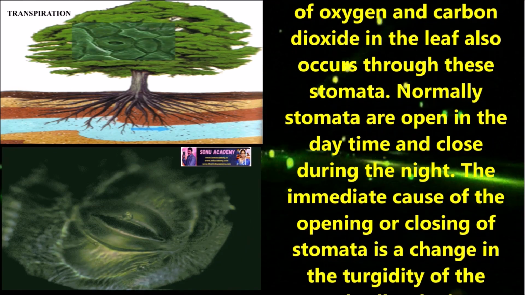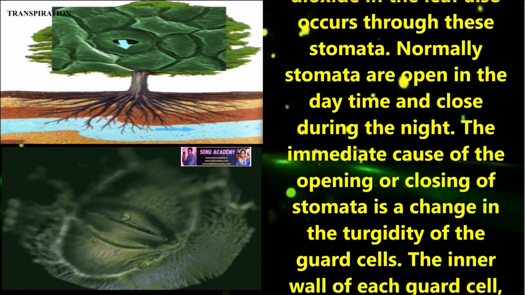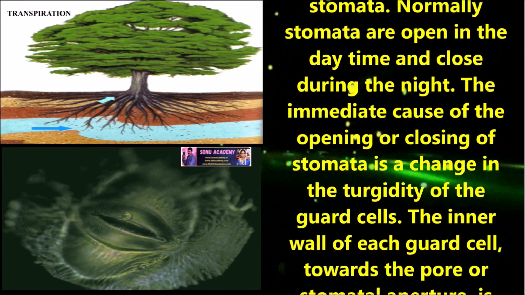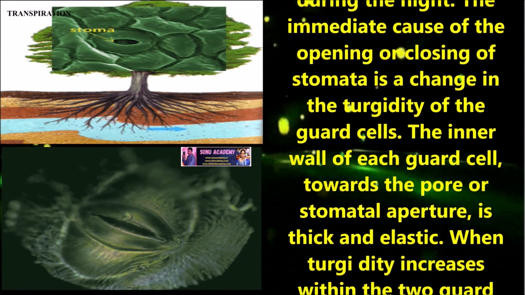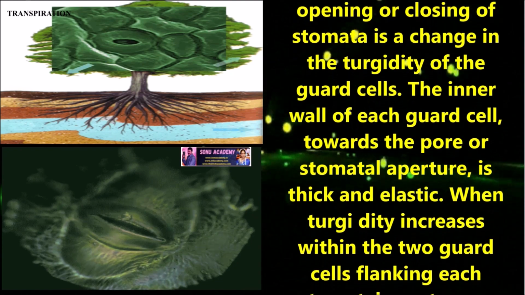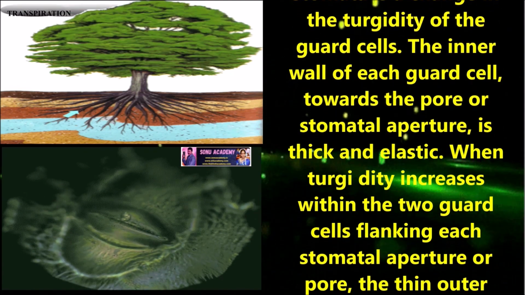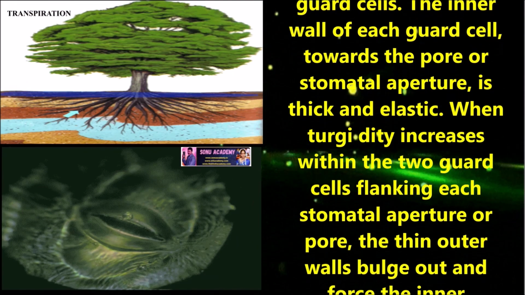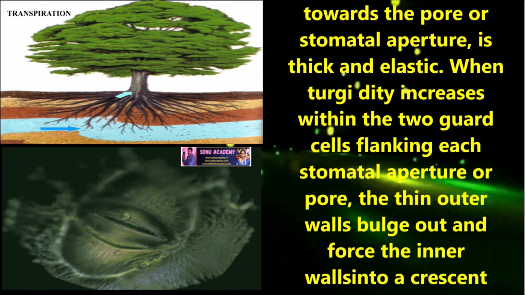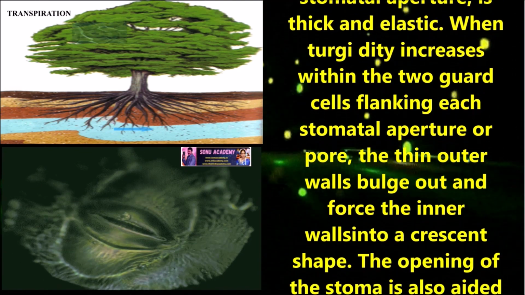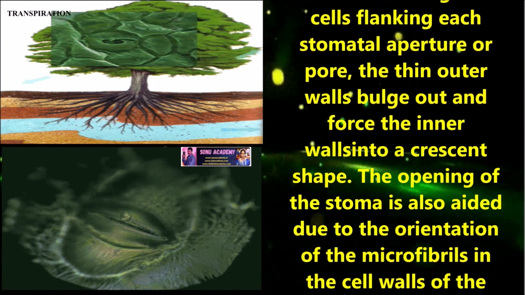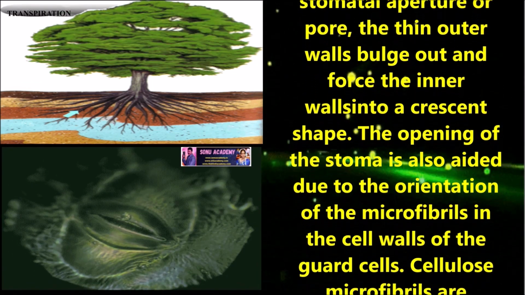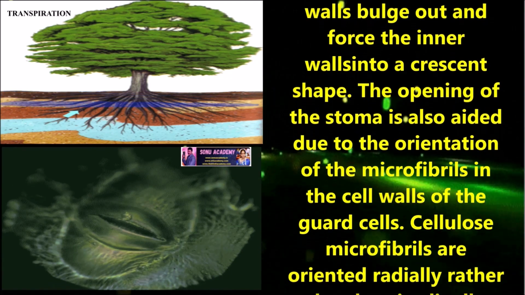The immediate cause of the opening or closing of stomata is a change in the turgidity of the guard cells. The inner wall of each guard cell towards the pore of the stomatal apparatus is thick and elastic. When turgidity increases within the two guard cells flanking each stomatal apparatus or pore, the thin outer walls bulge out and force the inner walls into a crescent shape.